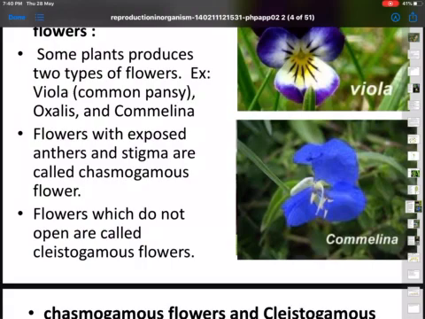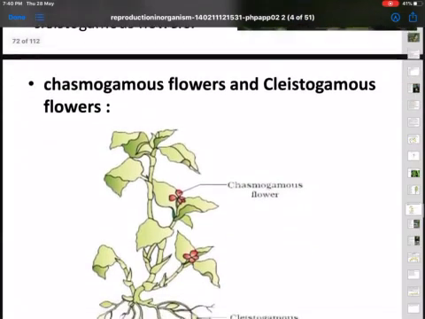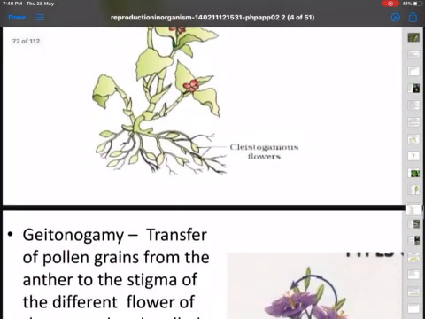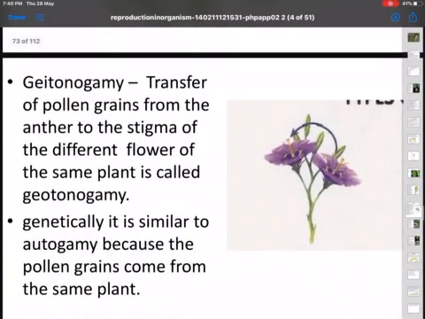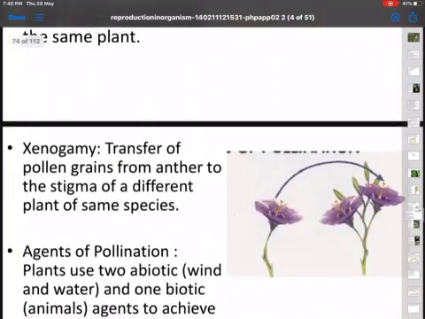So naturally, in cleistogamous flowers, autogamy takes place. Chasmogamous flowers as well as cleistogamous flowers we can see in this plant, both are present in the same plant. And geitonogamy, transfer of pollen grains from anther to stigma of a different flower, but the plant is the same, then we call it geitonogamy. Genetically, it is similar to autogamy because the pollen grains come from the same plant.